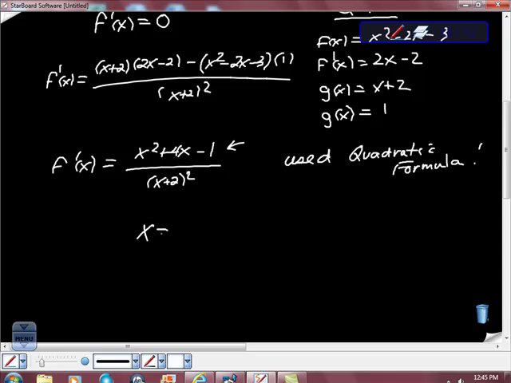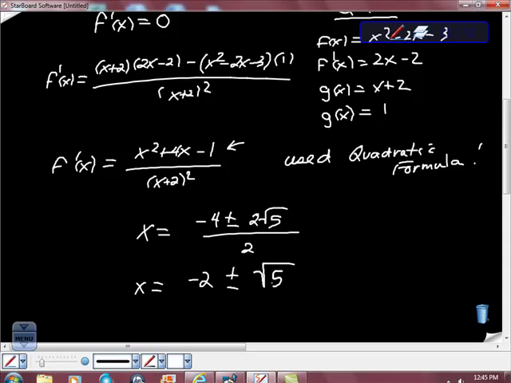It can end up looking like x is equal to negative 4 plus or minus, what did I get here? Plus or minus 2 square roots of 5 all over 2. I simplified this to be x is equal to negative 2 plus or minus square root 5, and hopefully you can see all that math.